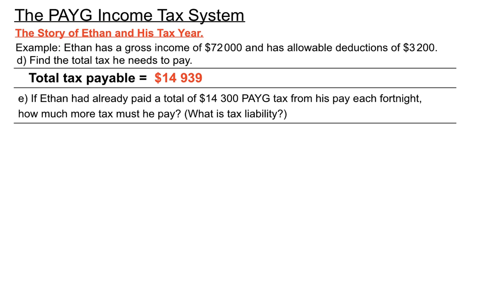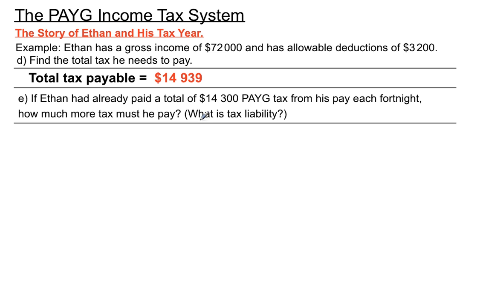And part E, this is a typical answer, is the last section, the final sections of an income tax question. Now we just figured out that he has to pay $14,939 altogether, but this question says if Ethan has already paid a total of $14,300 in that PAYG tax out of his pay each fortnight, how much more tax must he pay?